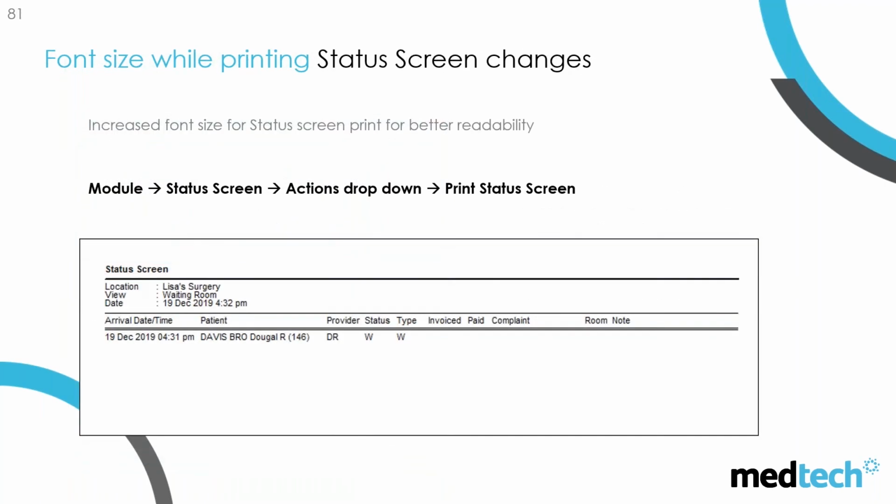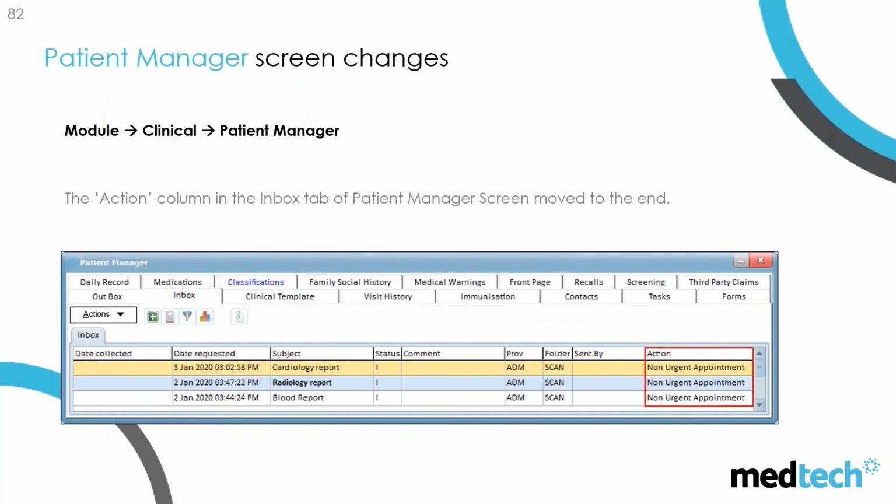Font size by printing status screen changes. Again, the font size of the status screen print has been increased. You can see that it's a lot more bold and big for better readability. Patient manager, the action column in the inbox tab of the patient screen has been moved to the end. You can see on the right hand side. Again, still found under module clinical patient manager.